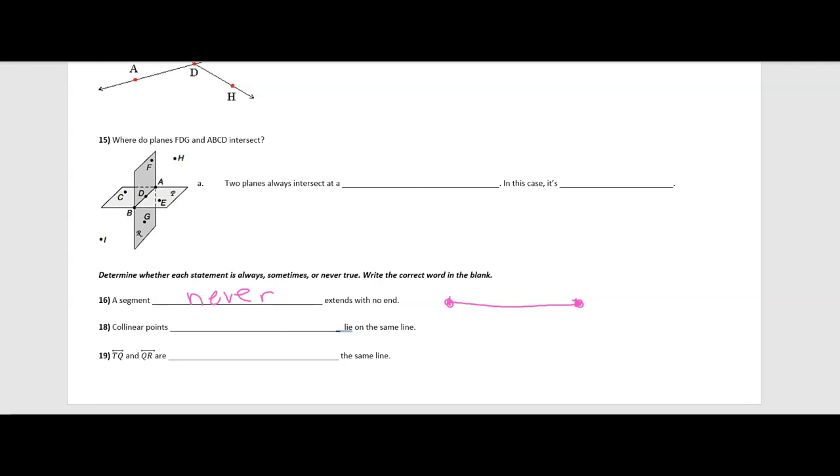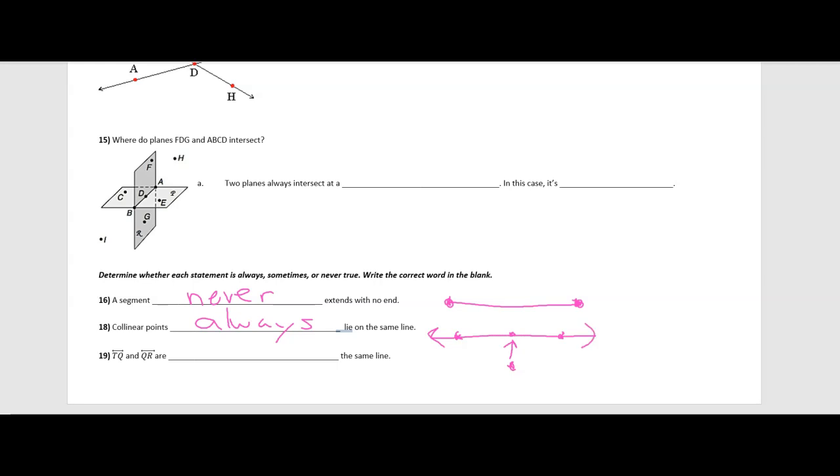Number 18. I'm not sure why I skipped 17. Collinear points blank lie on the same line. Collinear points always lie in the same line. Collinear points never lie in the same line. Or collinear points sometimes lie in the same line. Well, by definition, collinear points have to lie on the same line. So they always lie on the same line. If the points were not on the same line, right, we would call these non-collinear points. The only way that they're collinear is if they all lie on a single line.